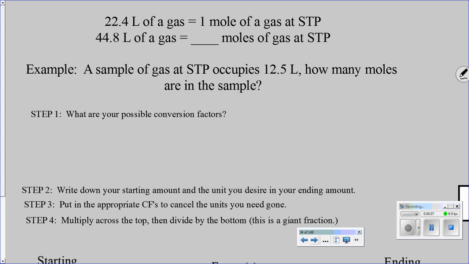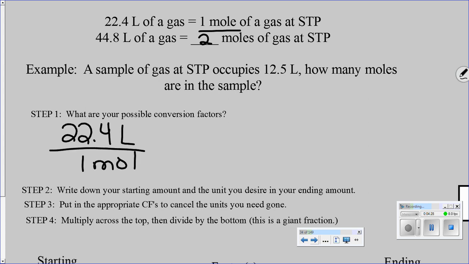So it's kind of nice because it makes for some easy calculations for us. We know that if we have a gas at STP and we have 22.4 liters of it, that's 1 mole. If we had 44.8 liters, that'd be 2 moles. So we can do some nice, easy calculations here. Our possible conversion factors are either going to be 22.4 liters in 1 mole, or 1 mole is 22.4 liters.